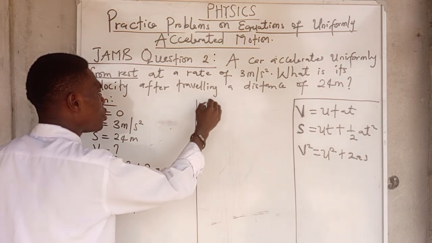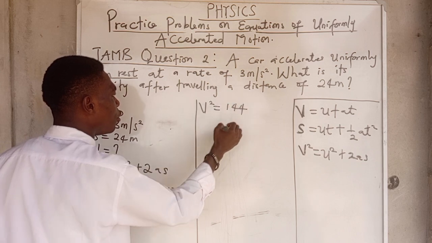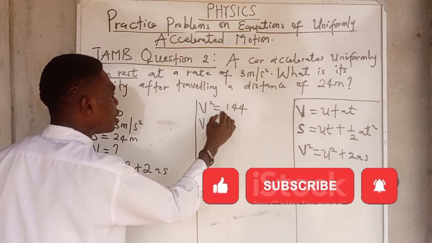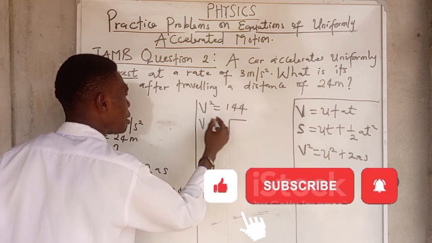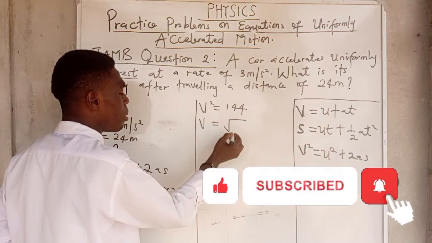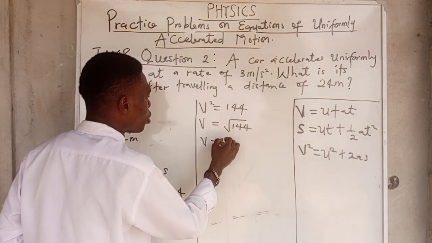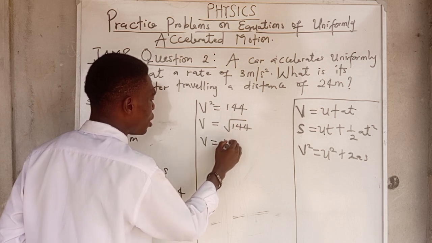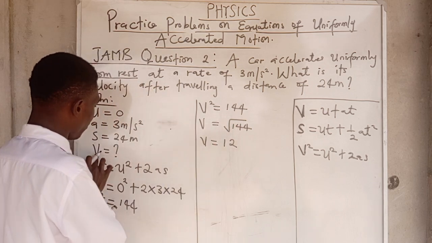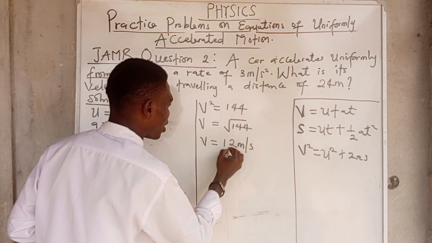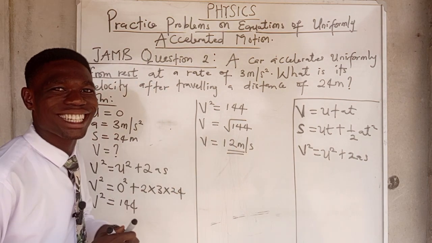And so we have v squared is equal to 144. To get v, we take the square root of both sides. In physics you don't need to put plus or minus, just take the square root of 144, and v is equal to 12, because the square root of 144 is 12. The unit of velocity is meters per second. That becomes the answer.